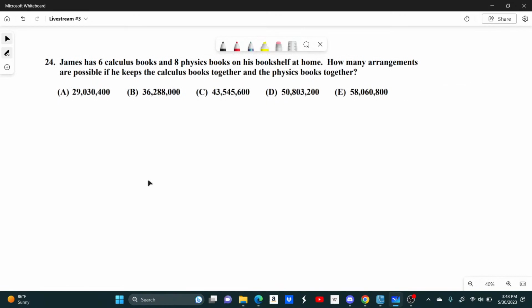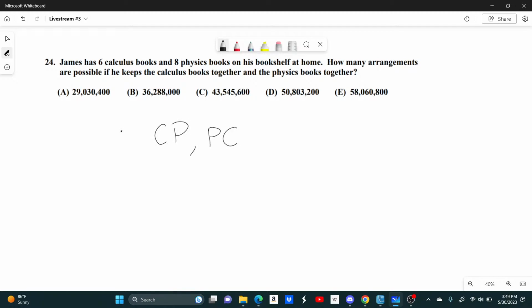All right, James has 6 calculus books and 8 physics books on his bookshelf at home. How many arrangements are possible if he keeps the calculus books together and the physics books together? Okay, this is how I like to think about these questions. Whenever you're keeping them together, I like to think of it as just one big book. So my 6 calculus books are actually just one big book, and my 8 physics books are actually just one big book. So it can either go calculus and then physics, or physics and then calculus.